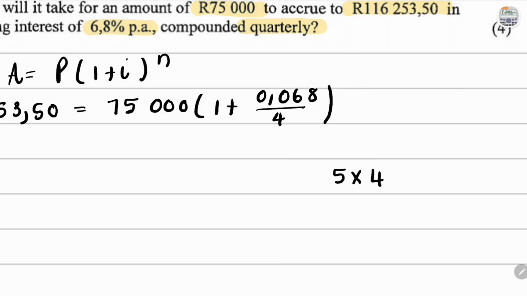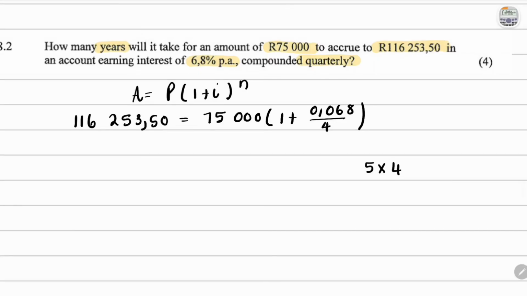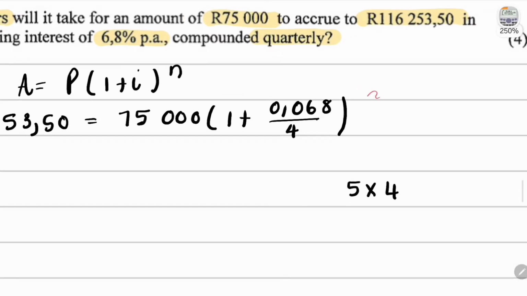So that we can keep track of this, because they want to know how many years at the end of the day, not how many quarters, we're going to keep track of it by saying n multiplied by 4. So 4n would represent the total quarters we will have. And then finally, when we divide by 4, it's going to represent the total years.